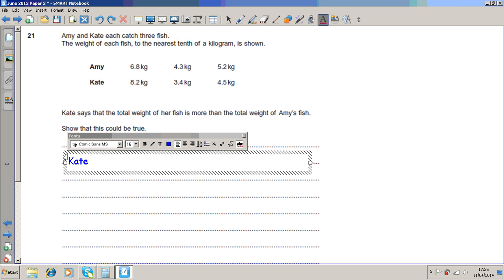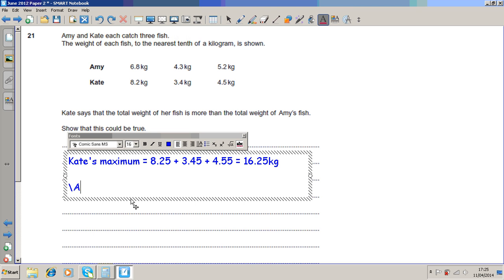So Kate's maximum, it could be 8.25 plus 3.45 plus 4.55, which is 16.25 kilograms, and Amy's minimum is 6.75 plus 4.25 plus 5.15. 6.75 plus 4.25 plus 5.15 is 16.15 kilograms.